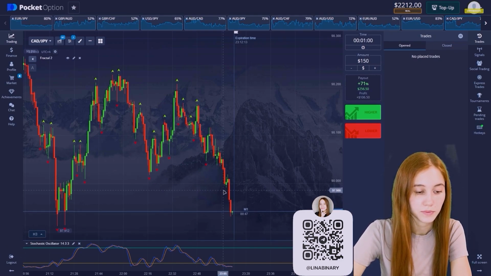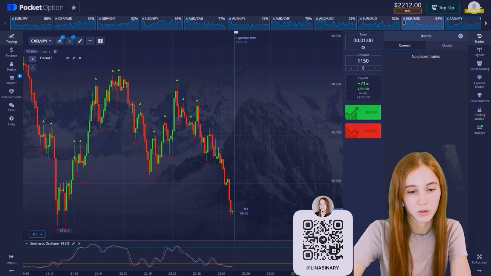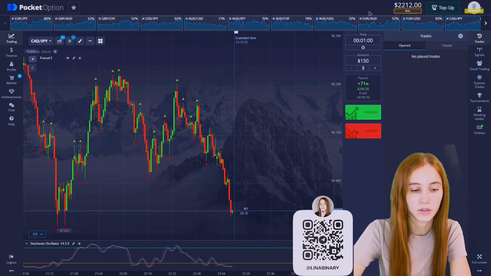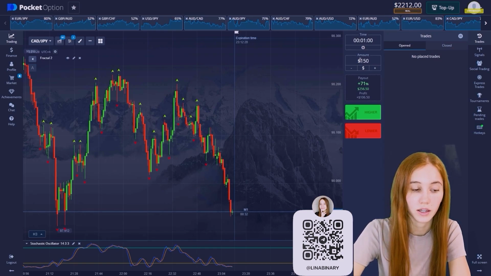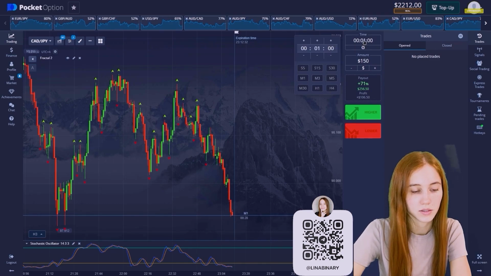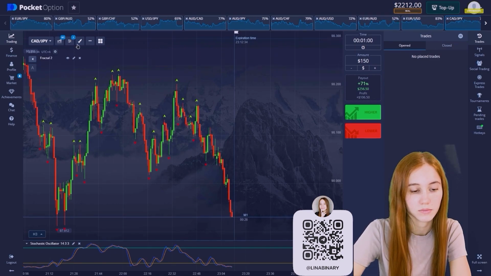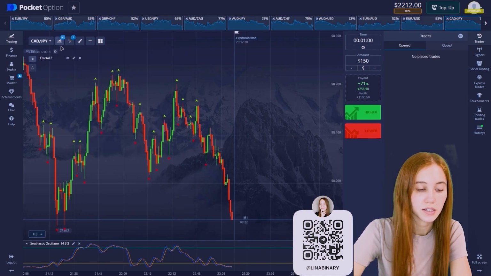So let's sum it up. We started with a balance of $1,000. Now it's more than $2,000. The amount of each deal is exactly $150. Deals take 1 minute. Therefore, the settings are the minute time frame and candles.